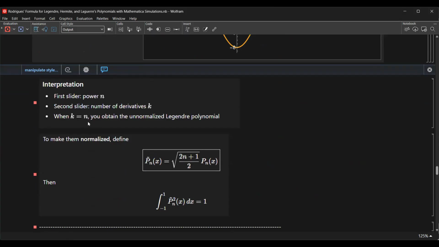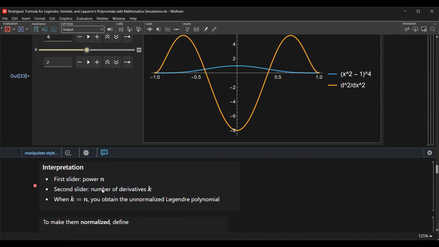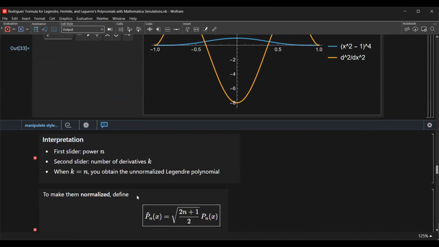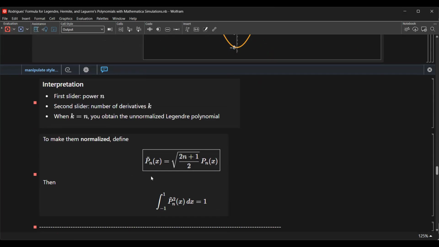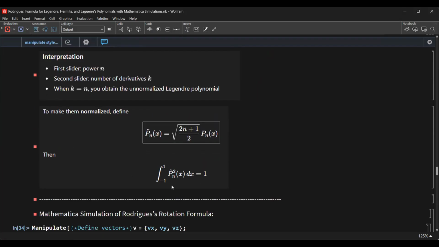So the first slider here refers to the power n. The second slider here is the number of derivatives k. When k equal to 1, we obtain the normalized Legendre polynomials. To make them normalized, define P bar of x equal to the square root of (2n plus 1) over 2 times the Rodrigues formula here. Now we have the integral from -1 to 1 of the square of P bar of x dx, and we equate this to 1.